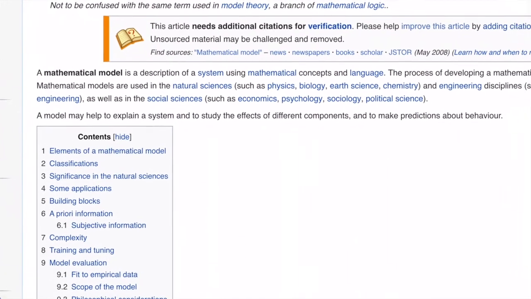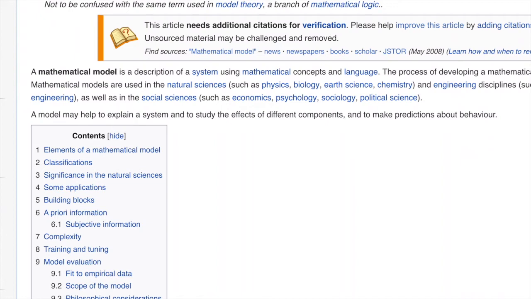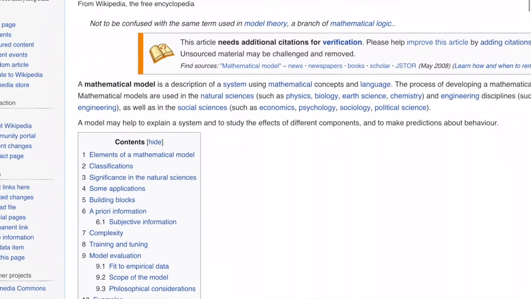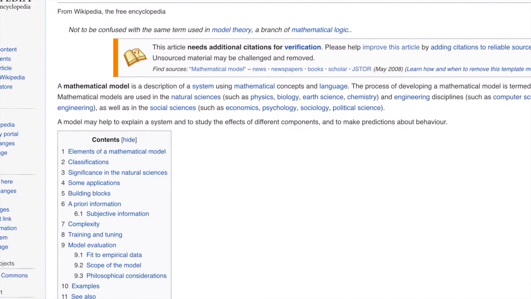Well, that's it. And the model then may help to explain a system and to study the effects of different components and to make predictions about behavior. The effects of different components, that means that using a mathematical model, you can understand how your variables are influencing your system, your process, your product, whatever. And you can use a model to predict the behavior of a system.